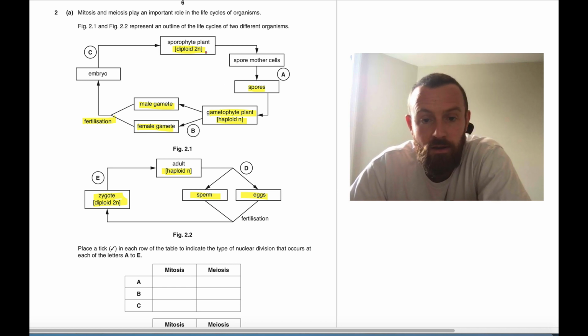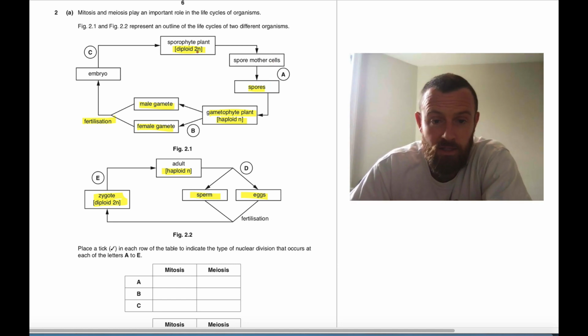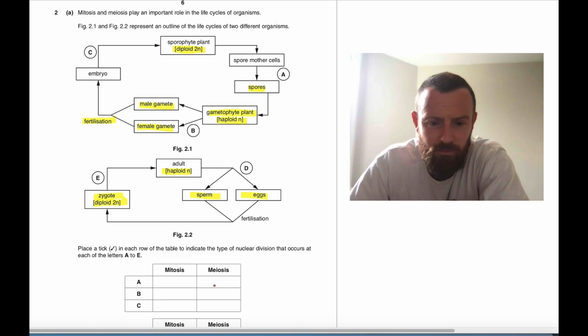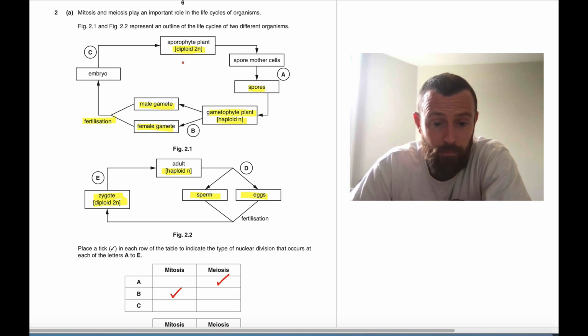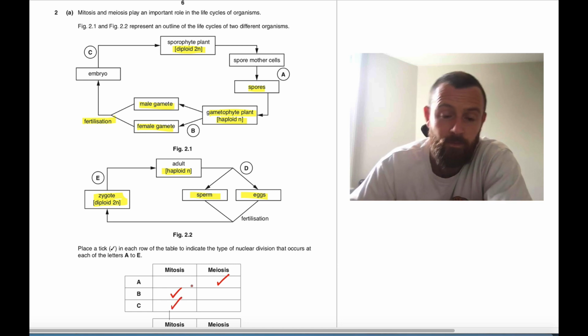Well, let's look at A. It looks like we're doing meiosis there because this is diploid and this is haploid, so we're going from diploid to haploid, so I think that's meiosis. B, we're going haploid and these are still gametes, so these are still haploid, so that's mitosis. And C, this is diploid and this is diploid, so this is mitosis.